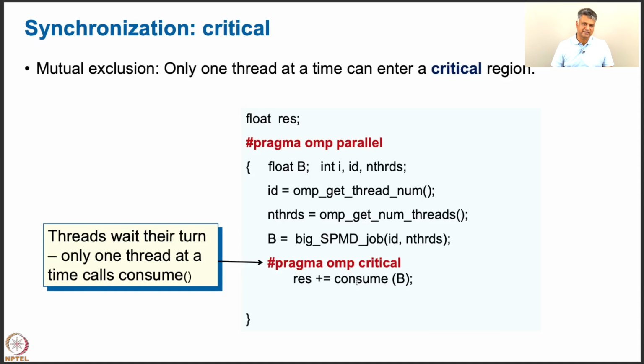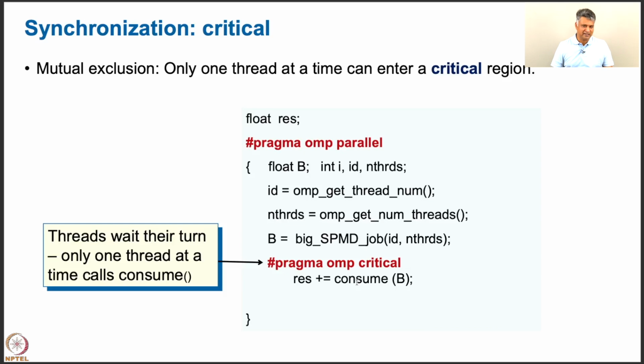Remember that res is a variable which has been declared out of the scope of the parallel section, and hence it's sort of a global variable, and threads do not have individual copies of the variable res. So only one thread at a time will now be updating the value of res.